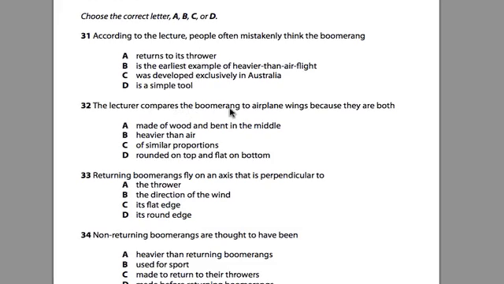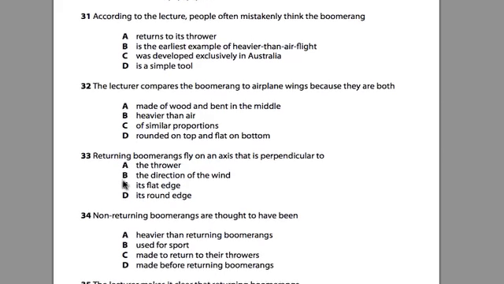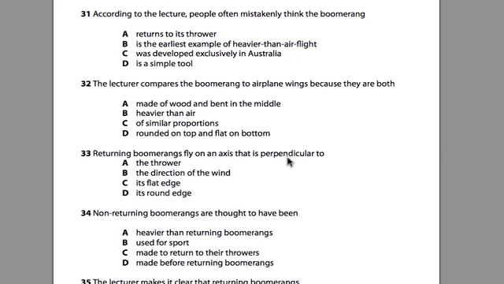The lecturer compares the boomerang to airplane wings. Compares, and both airplane wings and boomerang. Let's underline those. Returning boomerangs fly on an axis that is perpendicular to. Underline perpendicular. This is a very specific piece of vocabulary, so we'll probably hear this in the listening.